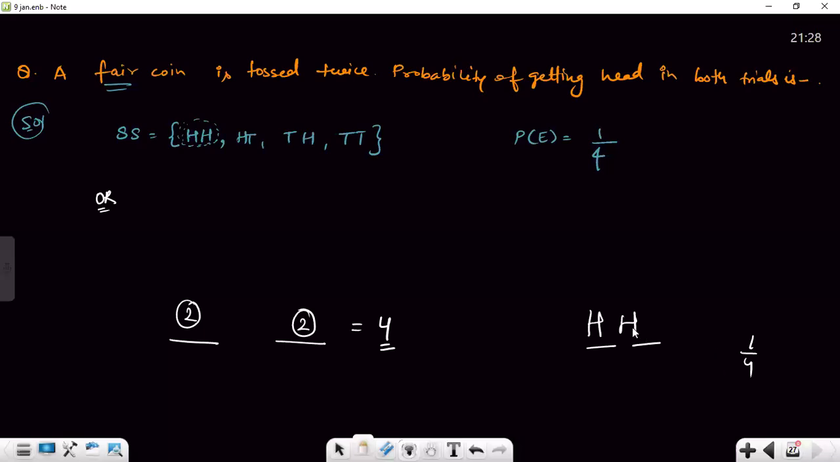Otherwise, if we just observe head and head, the possibility of getting a head is half, multiplied with the possibility of getting another head, which is also half. It's 1 by 4. There are multiple ways to approach the same question. Are you able to understand all three approaches? Yes, sir. Great.